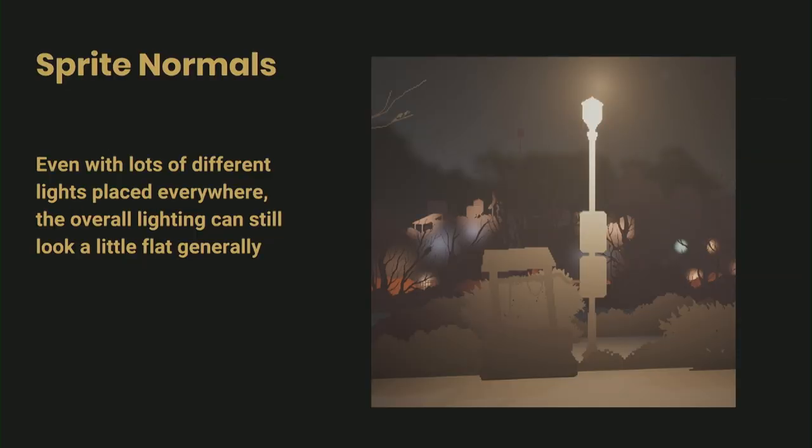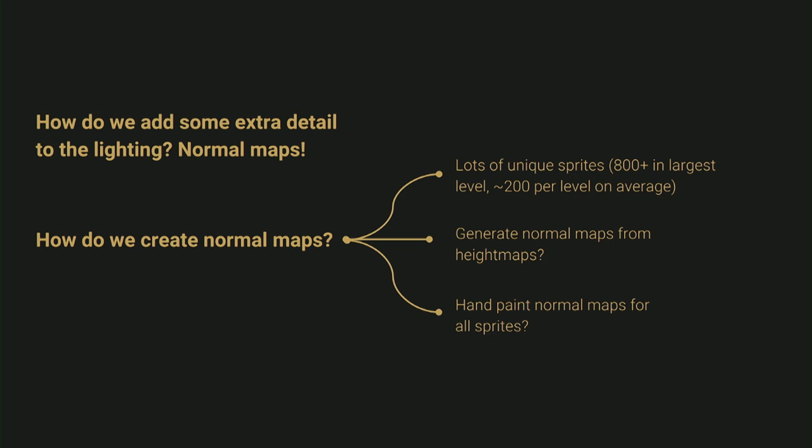So going back to our general sprite lighting, even with baked lighting and lots of lights placed throughout the environment, the scene can still look pretty flat in a lot of cases. Looking at this scene with the lighting preview, the middle ground objects look like just flat cards, which they are, but we still need these objects to look and feel like objects grounded in the world. And then additionally, their silhouettes sort of blend in together, and it's really hard to make out their individual shapes. So we thought about how we could add some extra detail to both our mesh sprites as well as our paper 2D characters. And so we decided that normal maps would be a good way to do that.